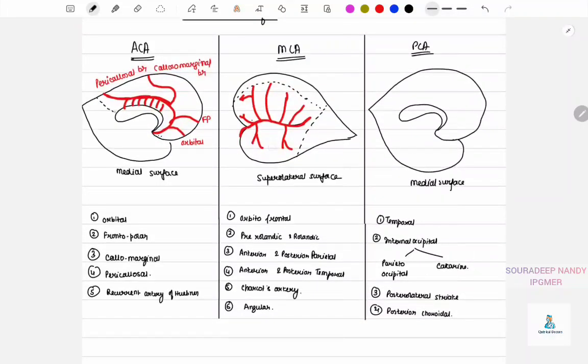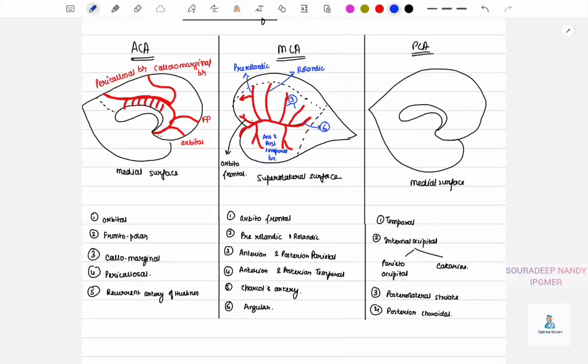So let us write the branches. So this is the orbitofrontal branch. These two are the anterior and posterior temporal branch. This is the pre-Rolandic branch. This is the Rolandic branch. These two are the anterior and posterior parietal branch, and the last is the angular branch.